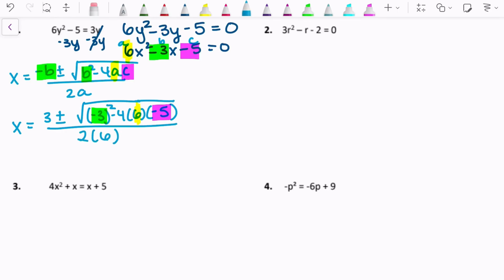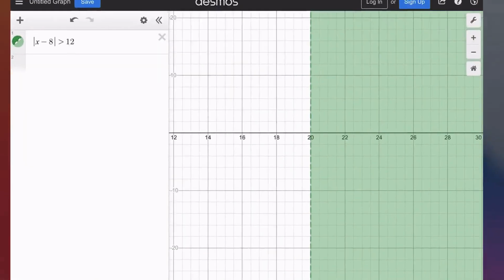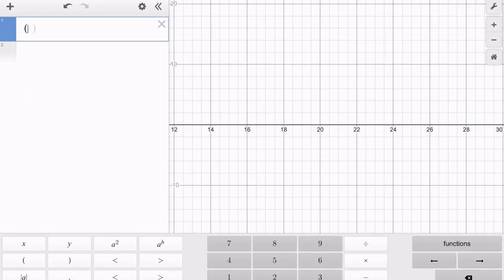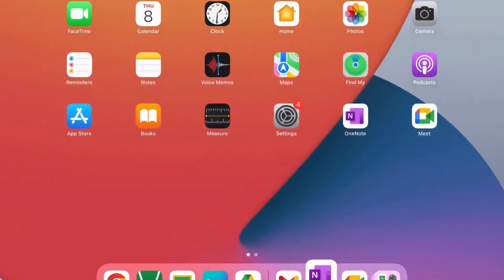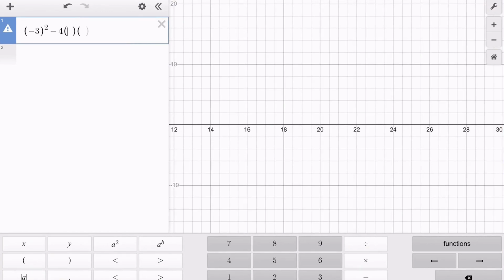All right, the next step with the quadratic formula is to simplify the discriminant, and what that means is type in all the stuff underneath the radical sign without the radical. And so I'm going to go to Desmos because that's my preferred calculator, and I'm going to do negative 3 squared minus 4 times a times c, and I don't honestly remember what those were, so let me go back and grab them. 6 and negative 5. So again, I did not put the square root. I'm just typing the inside of the square root in. And so that gives me 129.